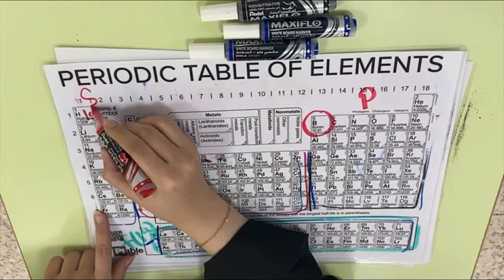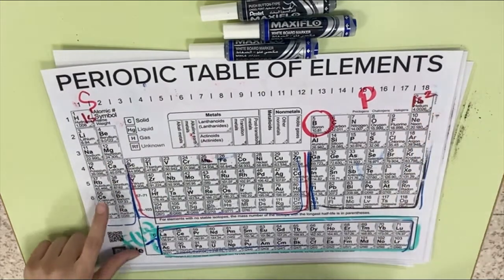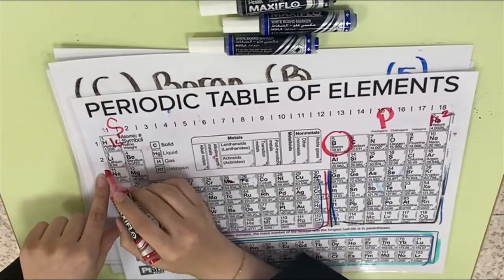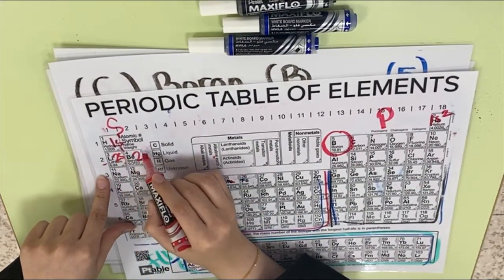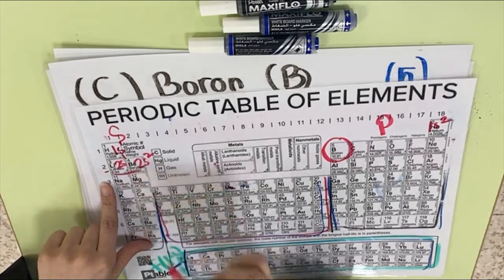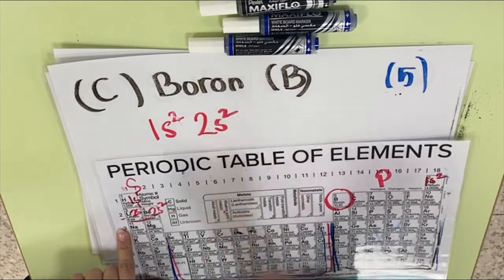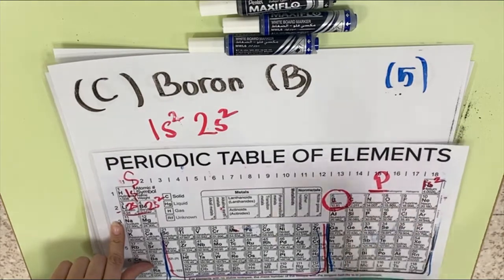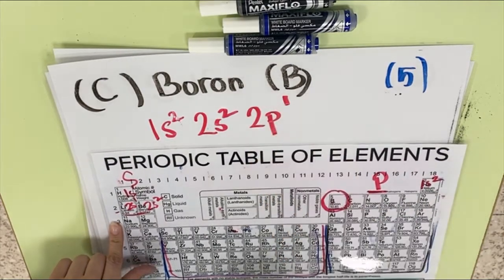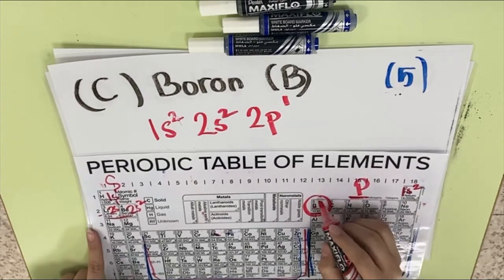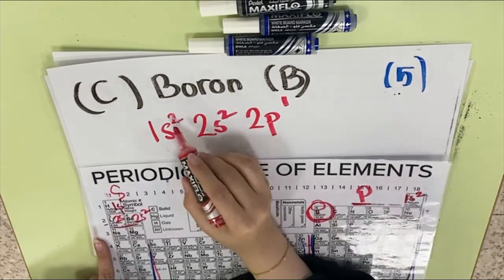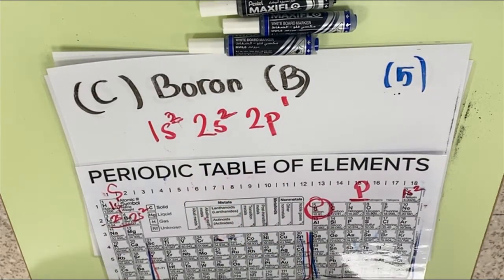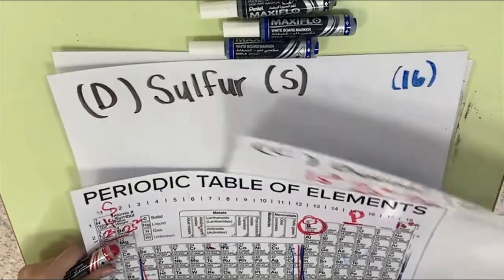So we have 1s1, 1s2. So our first part is 1s2. Move on to the second row. 2s1, 2s2. So what we have, our S is done. So again, 2s2. Then 2p1, because this is our first element in our p block. So 2p1. Let's check our answer. The atomic number for boron is 5. So 2 plus 2, 4, plus 1, 5. We are on the right track. Okay? Let's check another example.